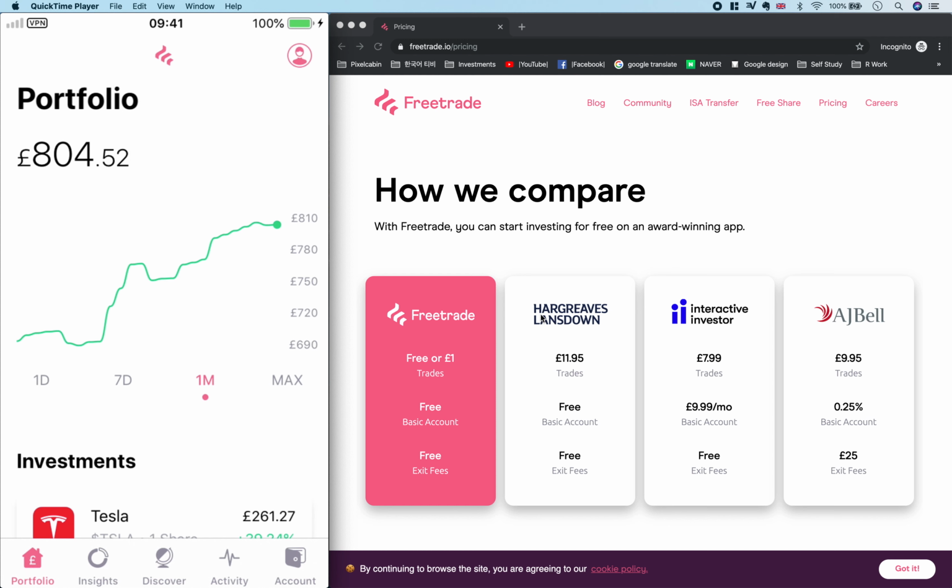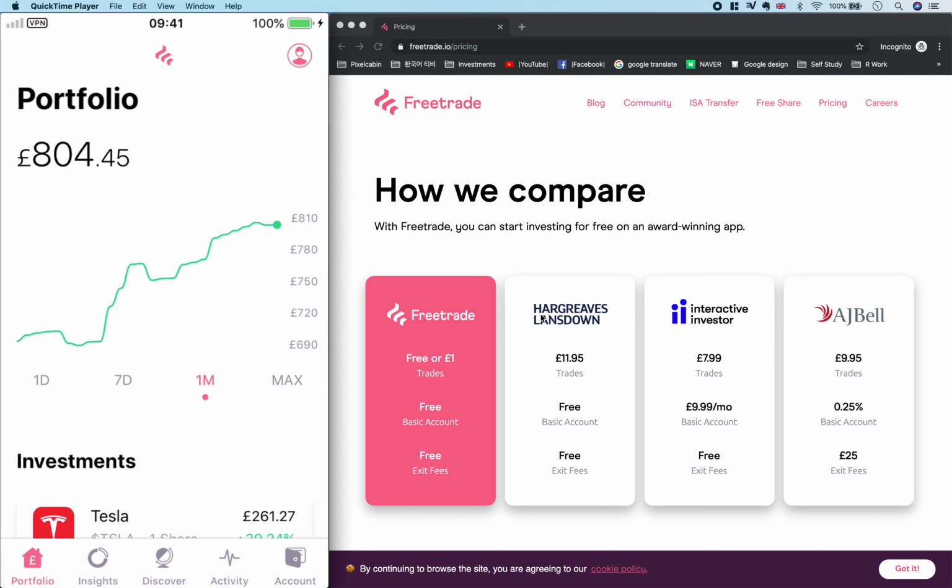Now, I do respect that Freetrade needs to make money, and there's a whole range of ways that they are trying to achieve that. But when you look at the likes of rival companies such as Trading 212, Trading 212, for instance, doesn't make you pay the £1 for an instant order trade.